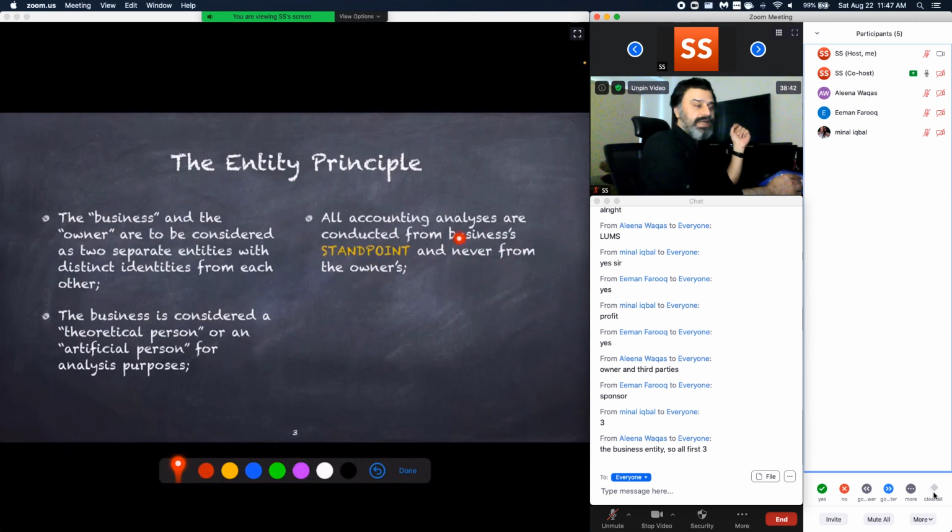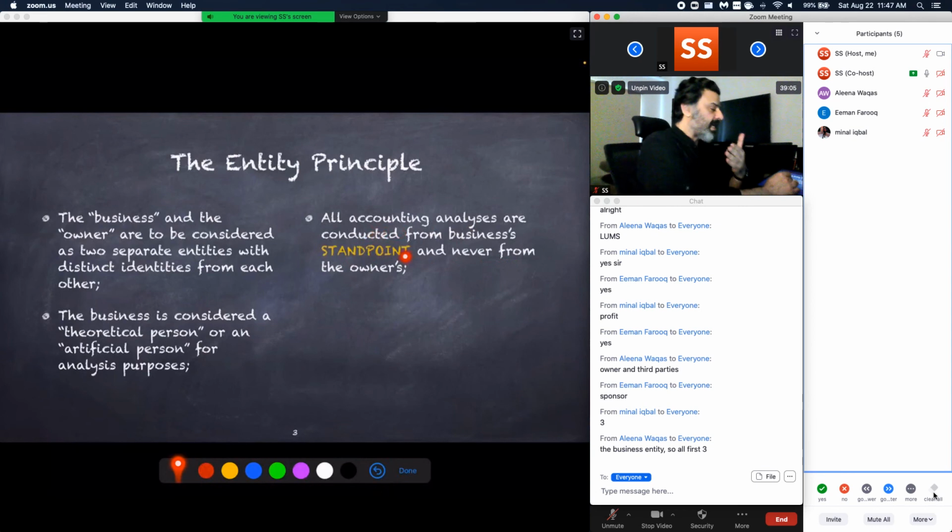Everything, when you are trying to evaluate, accounting primarily is evaluation of business. आपने जो भी business start किया है, आप देखना चाहते हैं कि वो business कैसा perform कर रहा है. So accounting analysis is all about evaluation of the business. So in order to evaluate business correctly, you need to see things from the business's standpoint.